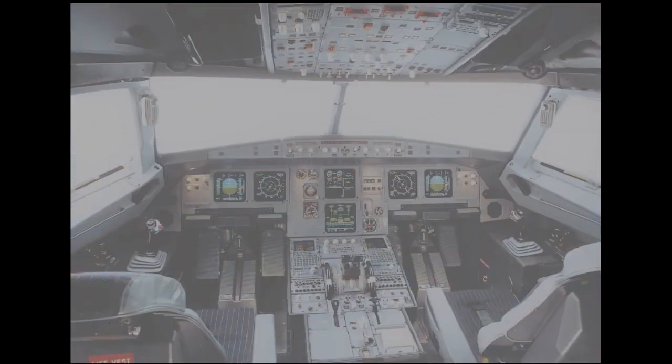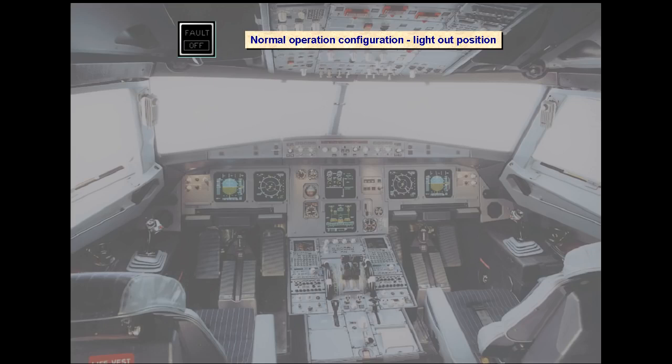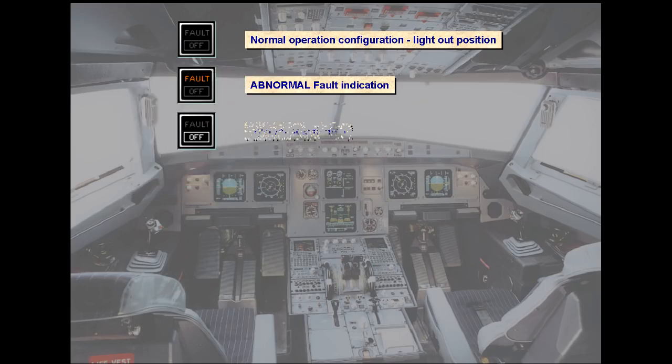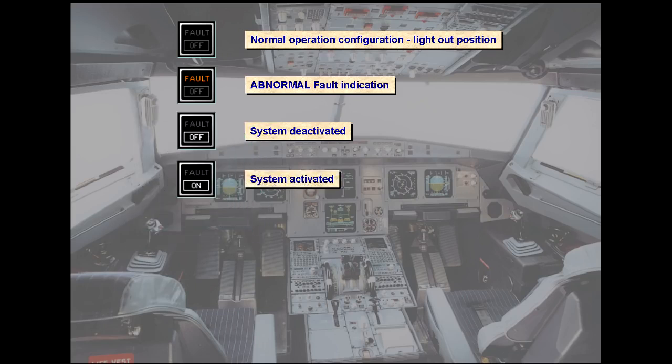For the majority of the switches on the overhead panel, the push-button switch logic is normal operation configuration, no light showing, the lights out philosophy. Abnormal condition, amber fault light. This assists identification of the switch associated with an abnormal condition. Non-lights out switch position, white light. If normally the system should be operating and is deactivated, a white off light is illuminated. If normally the system should not be operating and is activated, a white on light is illuminated.